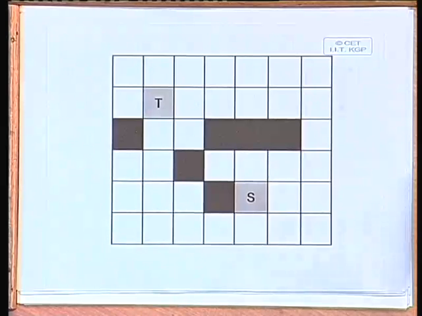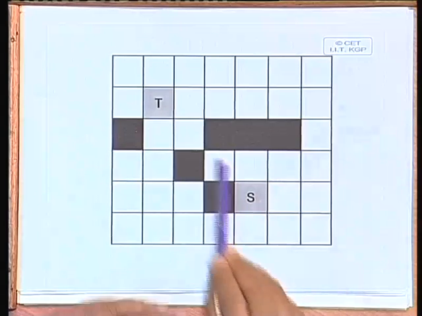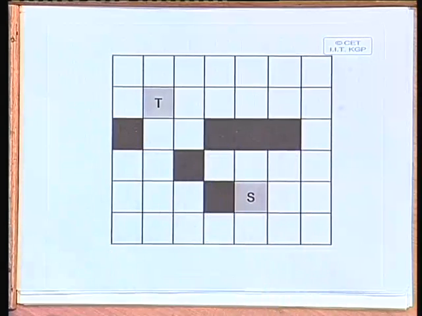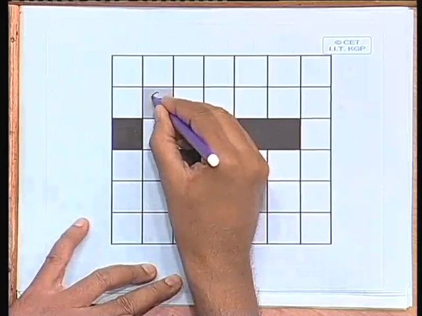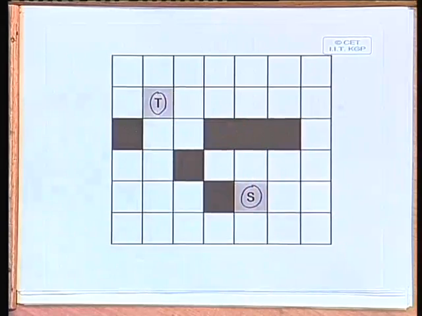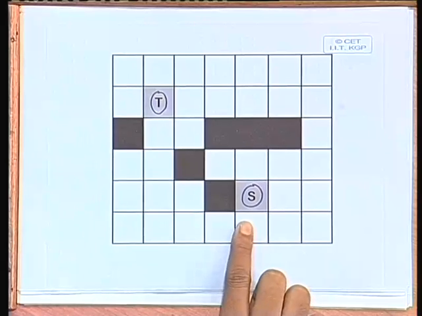So, these are the three steps of Lee's algorithm. Let us take an example and work it out, so that if you have any doubts, they will get cleared. Let us take this same example. These are the obstacle cells. This is our source, this is the target. So, we start with the source.